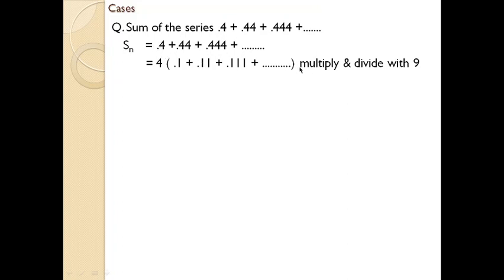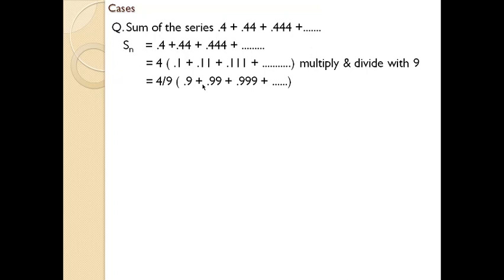Okay, our next step is multiplying and dividing by 9. We have dealt with a similar situation in the previous session. We are doing this in order to make necessary changes in the series, so that you will get an arithmetic progression or a geometric progression. Here we divide by the number 9 outside, with the common number, and you need to multiply 9 with each individual number within the bracket. So finally you will get 4 by 9 into 0.9 plus 0.99 plus 0.999.